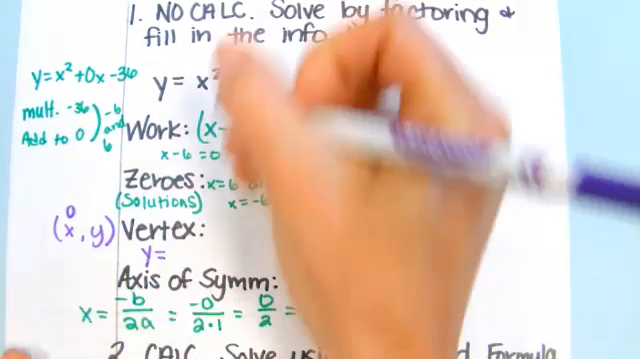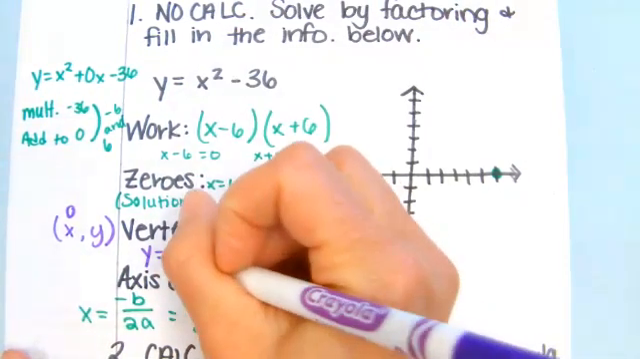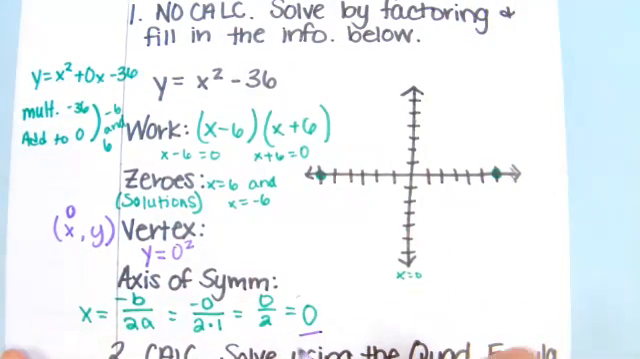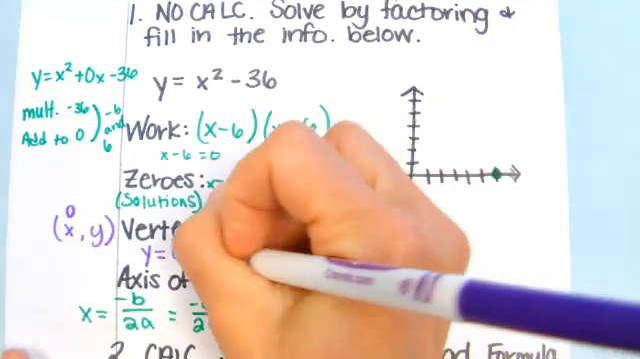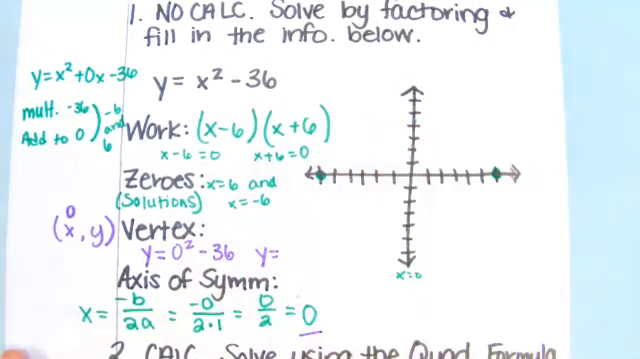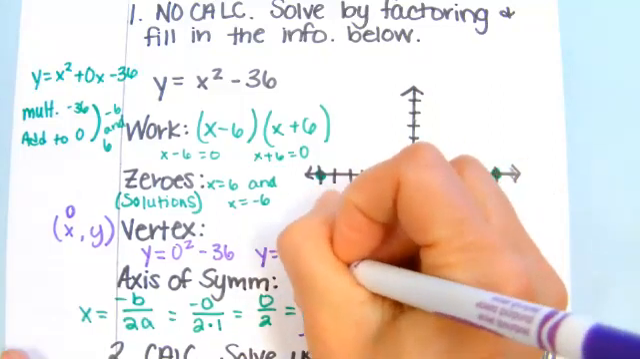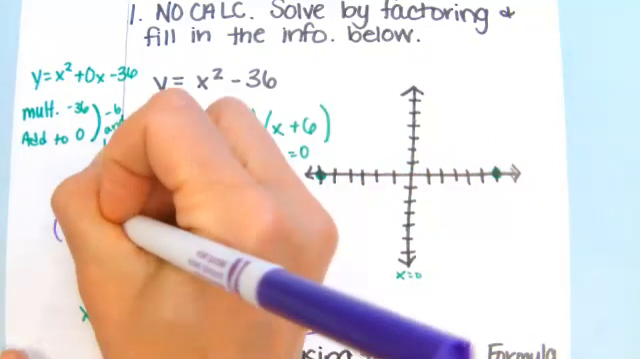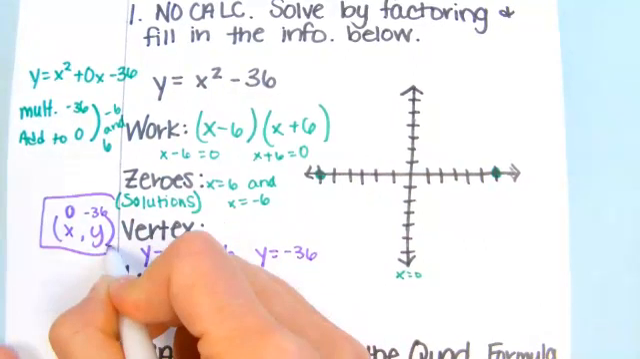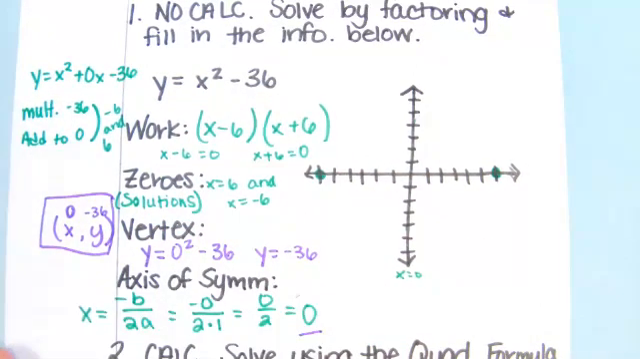Y equals, instead of x squared, what do I write? 0 squared, because that's what I got for that x answer, right? Minus 36. What's 0 squared? 0. Minus 36. Negative 36. Y is negative 36. So that's my other one, negative 36. So here's my vertex: 0, negative 36.